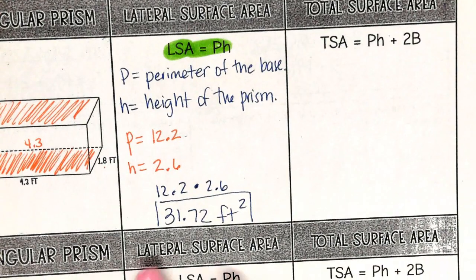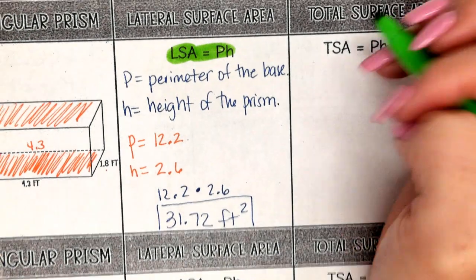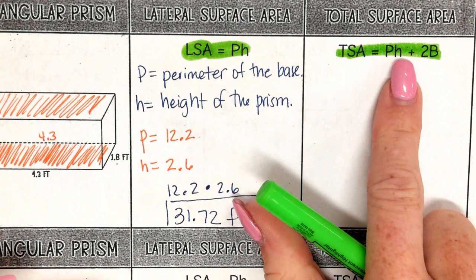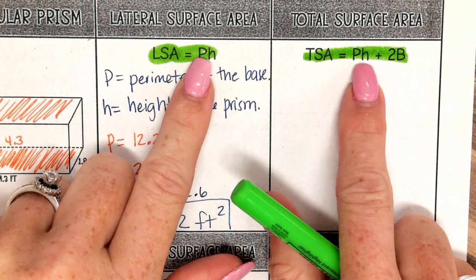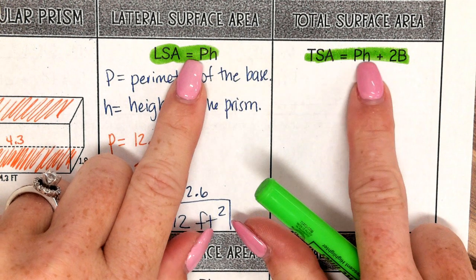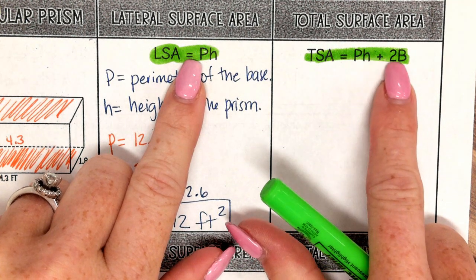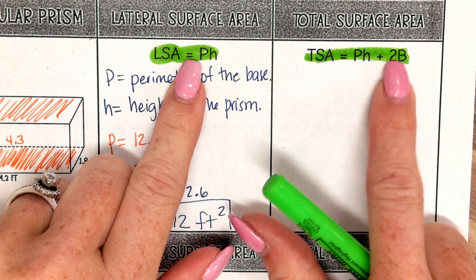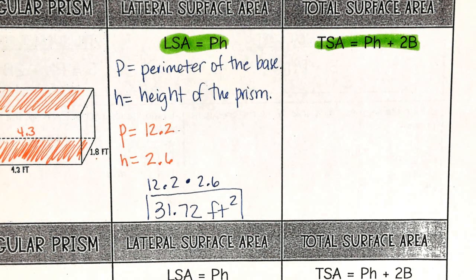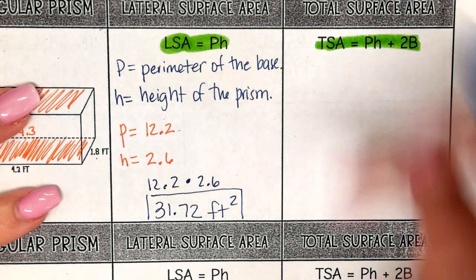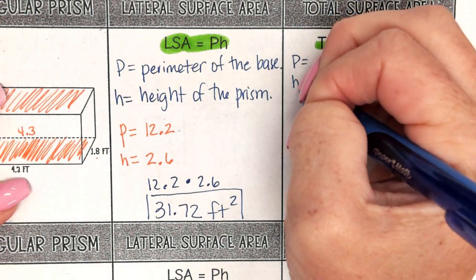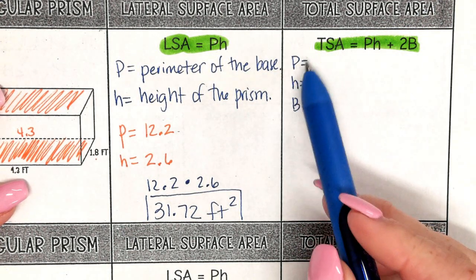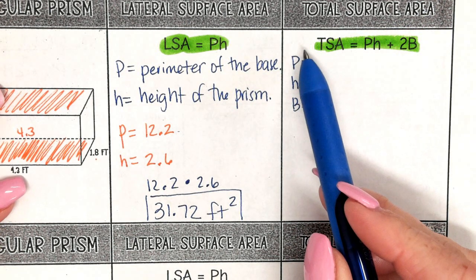Okay, now we're going to find the what? The total surface area. Is this formula almost identical to this? What is the pH? The sides. What do you think plus 2b means? Plus the two bases. Make sense? So we're doing the sides plus the bases. To use this formula, I still need a P, an H, and a B. Now, I've already written what P and H mean. Do I need to write it again, or y'all okay?